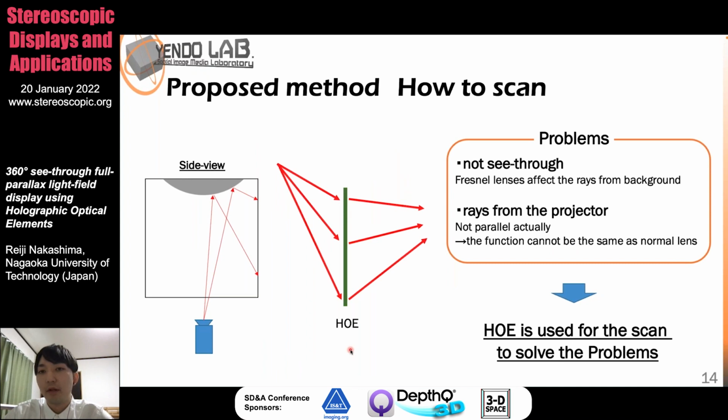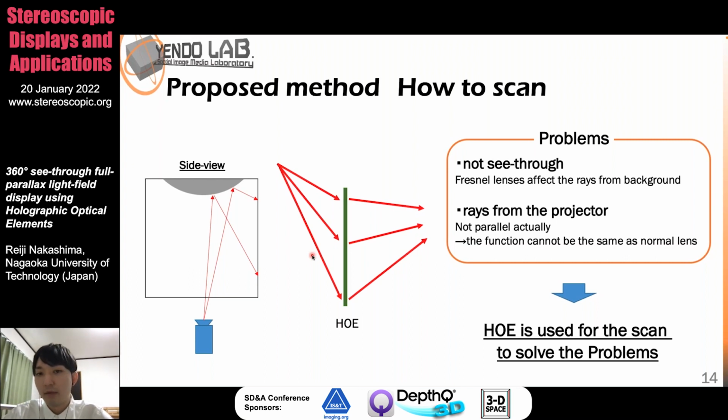However, if multiple lenses are set on the cylindrical surface, it causes some problems. First, see-through cannot be achieved because the rays from background are also affected by the lenses. Second, the vertical scan by the lenses, as I've explained in the previous slide, is only applied under the condition that the rays from the projector are parallel. But the actual rays from the projector diverge from a certain point, as shown in this figure. So the function that should be achieved is not the same as a normal lens.